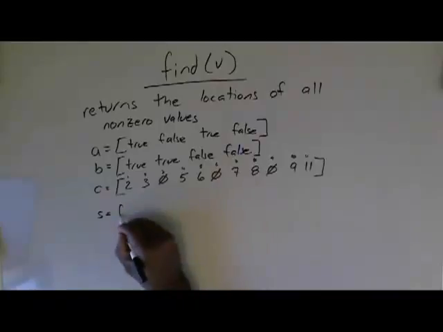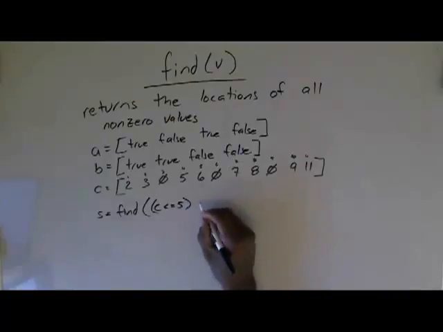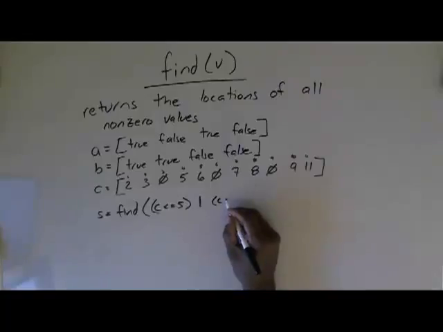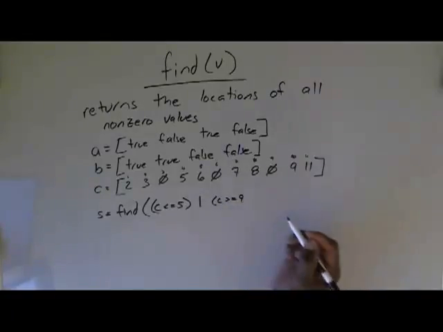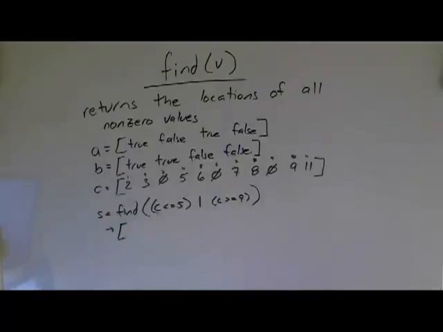Let's see, S is find where C is less than or equal to 5, or C is greater than or equal to 9. Okay. So you can do a combo like this. That's going to give you the vector 1, 2, 3, 4, 6, 9, and then 10 and 11. Okay, so this can go on and on and on, and we can do a lot of stuff with this in determining where certain values are in a vector.